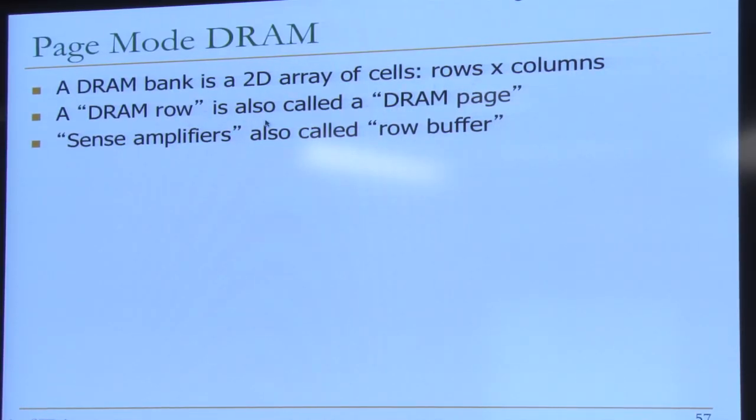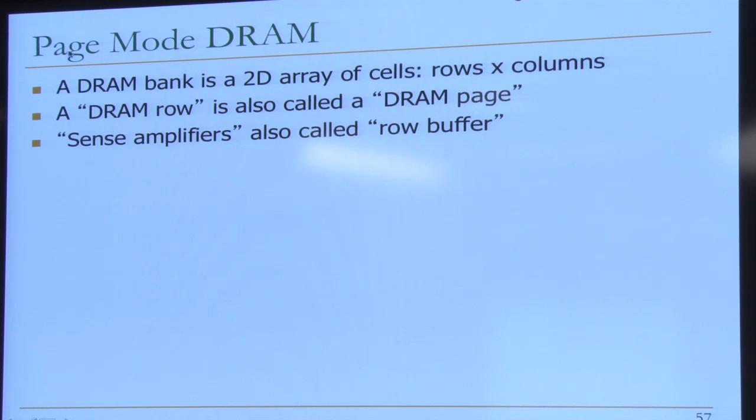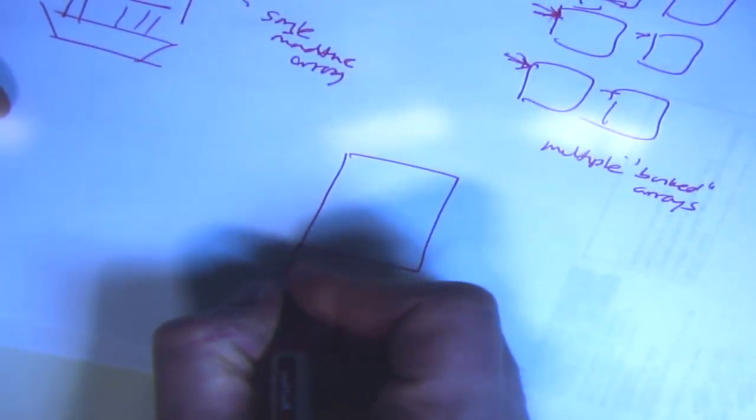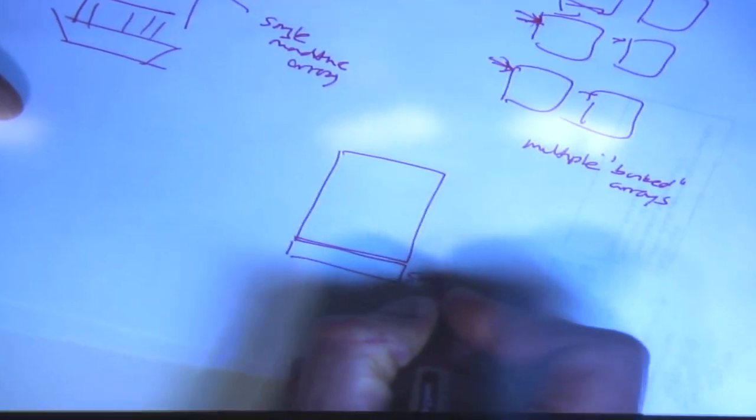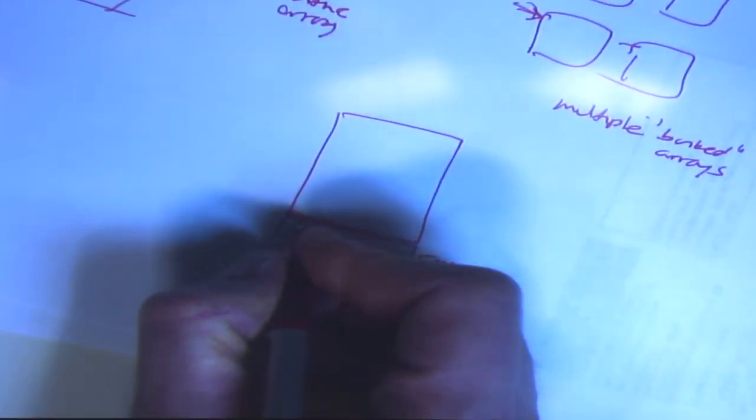A DRAM row, unfortunately, is called a DRAM page. I don't like this terminology because we've used page in a different way, right, in virtual memory. But unfortunate. This has nothing to do with a page in virtual memory. And this is the reason why this is called page mode DRAM. Basically, you have this two-dimensional array of cells, and you have sense amplifiers over here. And we've seen the sense amplifiers before. These are basically cross-coupled inverters that take the data in a column and amplify it when they're enabled, right?